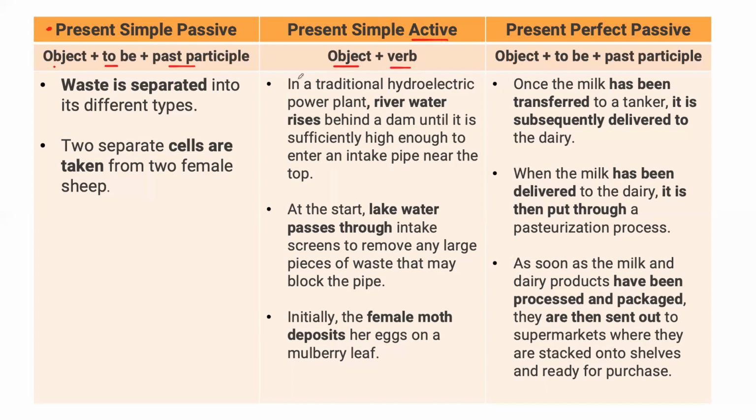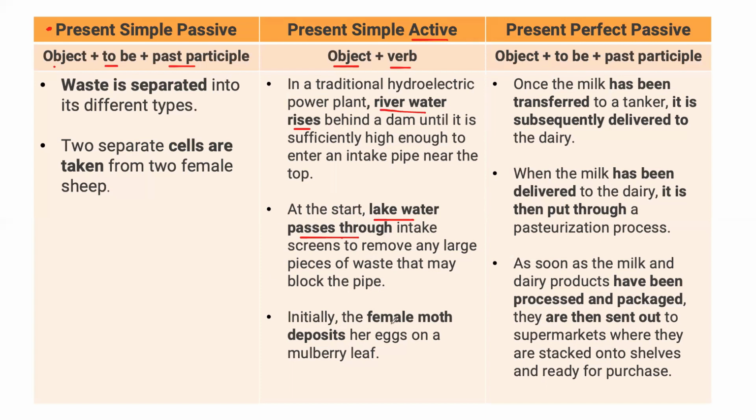So here we see, in a traditional hydroelectric power plant, river water rises behind a dam until it is sufficiently high enough to enter an intake pipe near the top. In this case, we know that river water is active. It is rising. The second example, at the start, lake water passes through intake screens to remove any large pieces of waste that may block the pipe. In this case, we see lake water is active because it passes through.